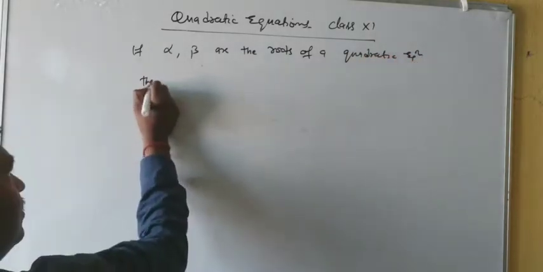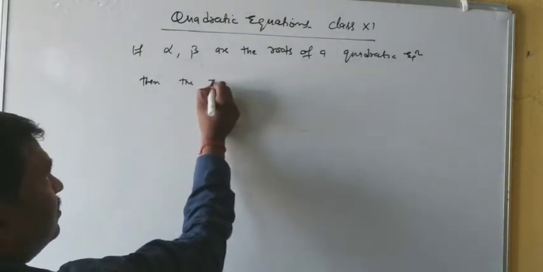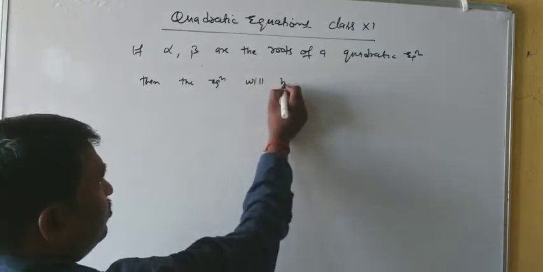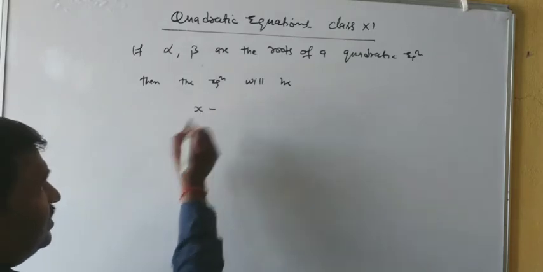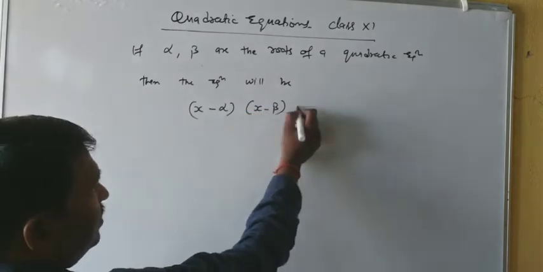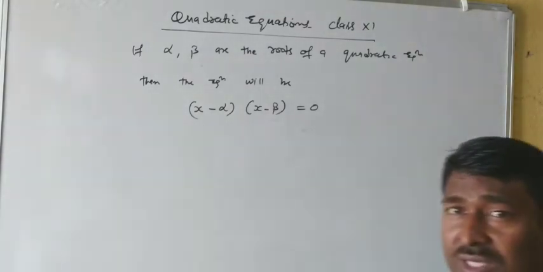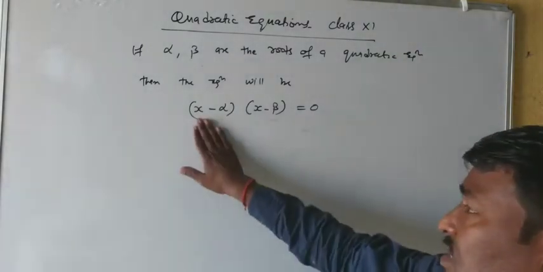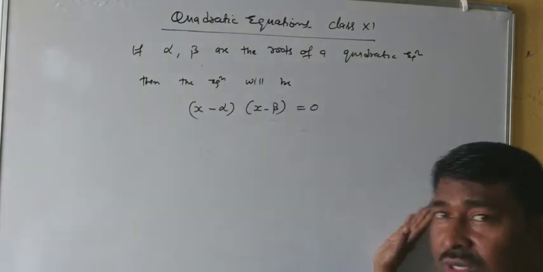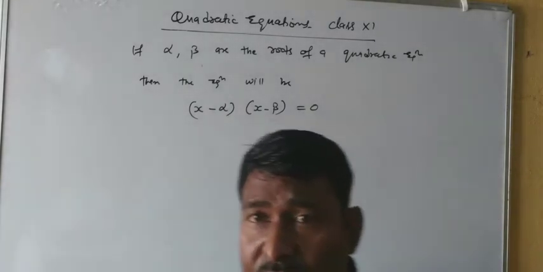then the equation will be given by x minus first root into x minus second root equal to 0. If there are some more roots for a cubic equation or some other equation, then x minus first root into x minus second root into x minus third root into x minus fourth root. In this way, if you multiply them, you can find the required equation.